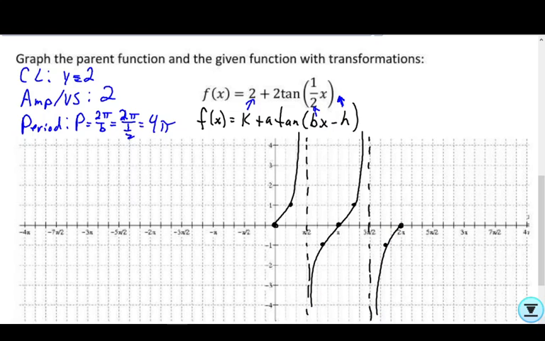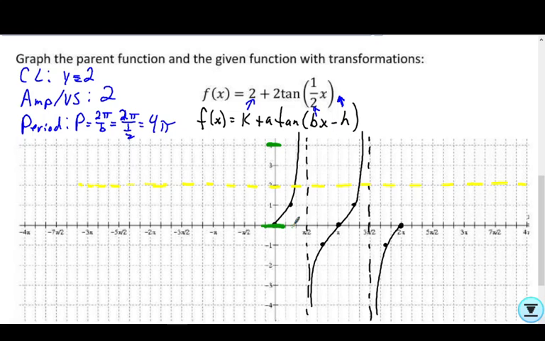Now, center line is at 2. So here's my center line. Okay? My amplitude is 2. So up 2, down 2.